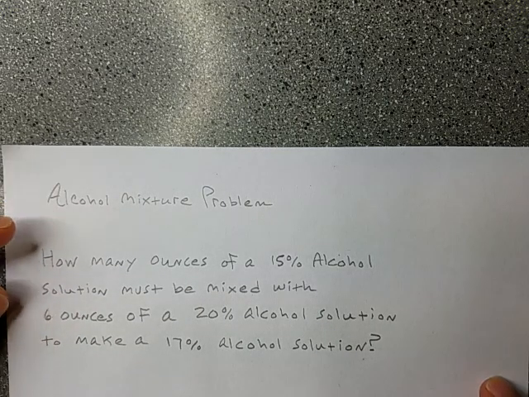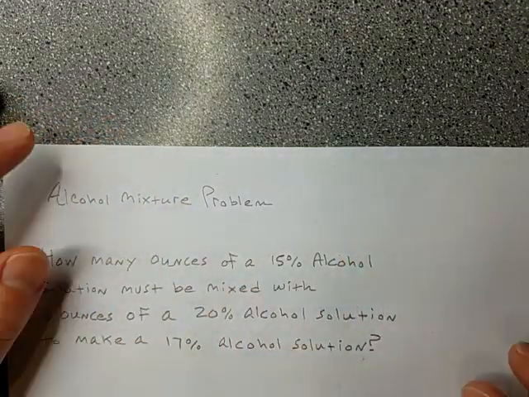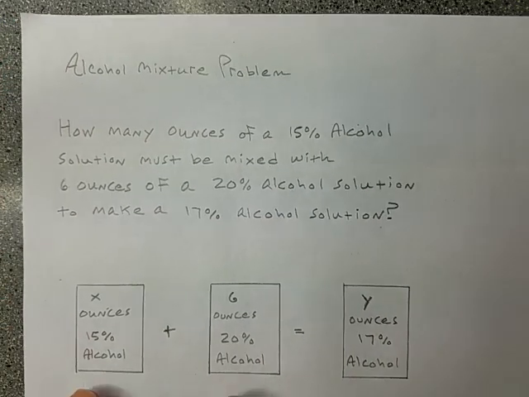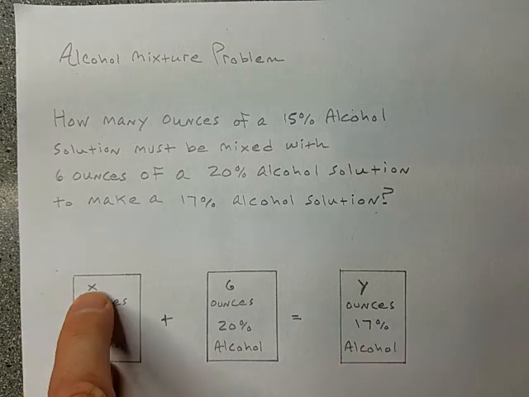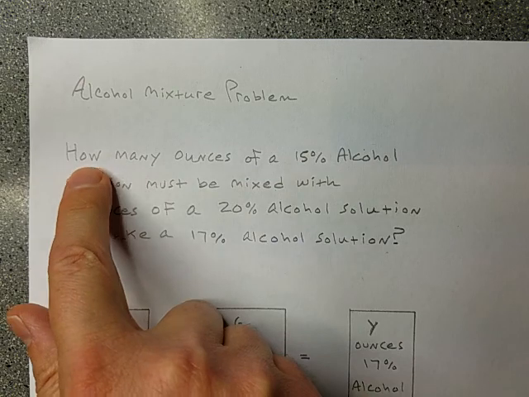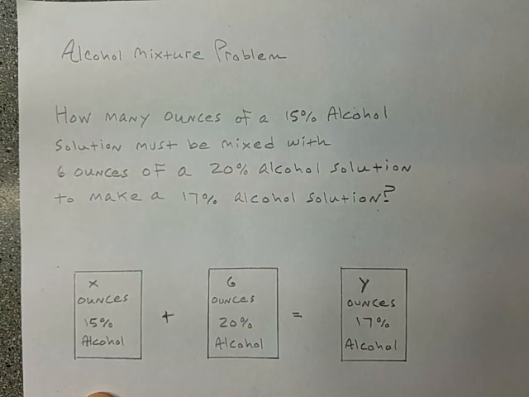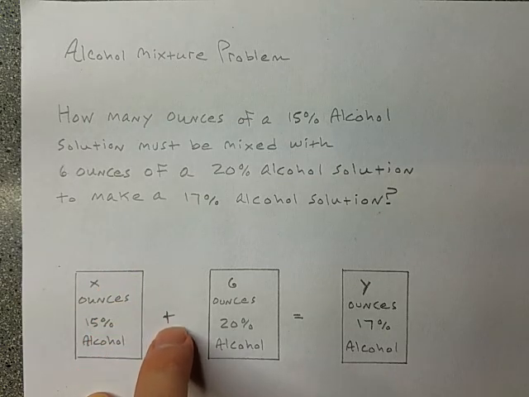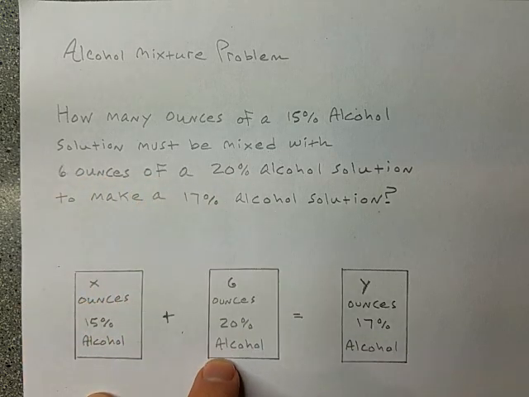So the way I see it is we're mixing two things together and we're getting an end result. Here's the way I'm thinking about it. I have two things I'm mixing together and I'm getting something else. Did it tell me how many ounces of 15%? No, in fact, it said how many. That's what I'm looking for. And since I don't know, I'll call that X. I have X ounces of a 15% alcohol solution. I'm going to mix that together with exactly 6 ounces of a 20% alcohol solution.